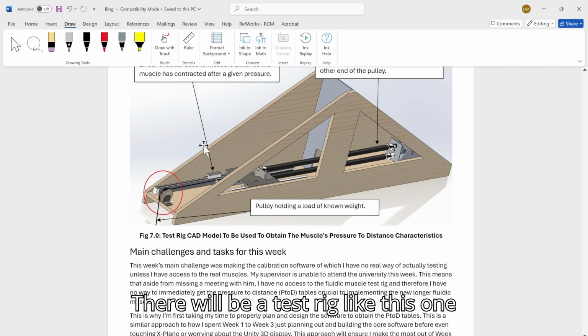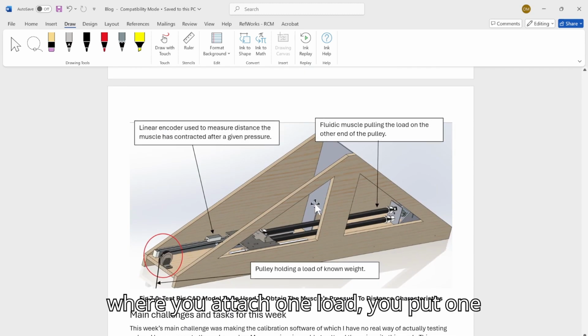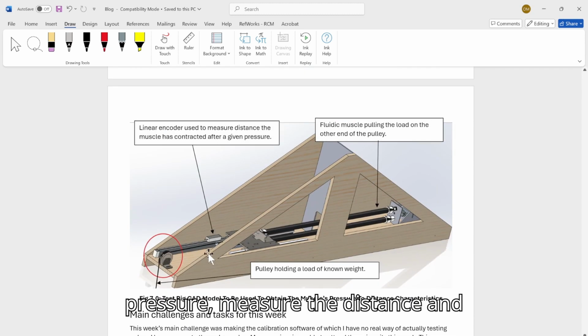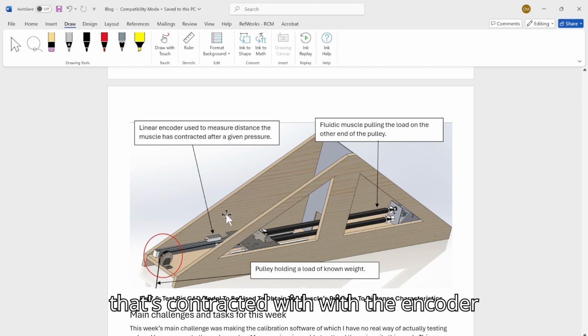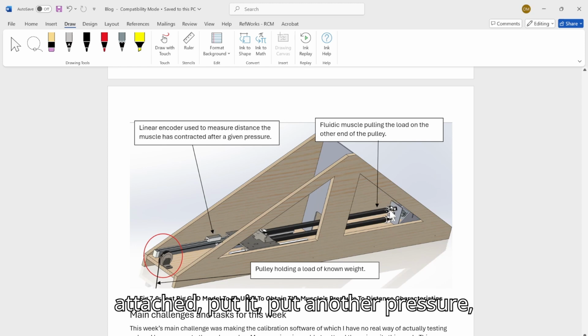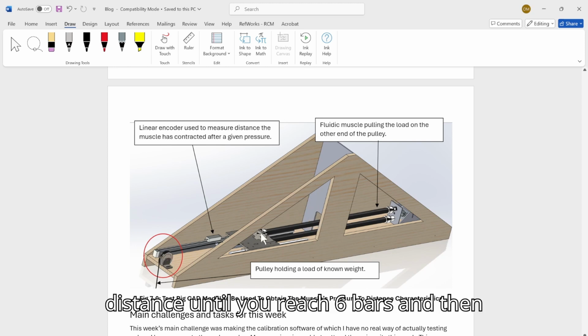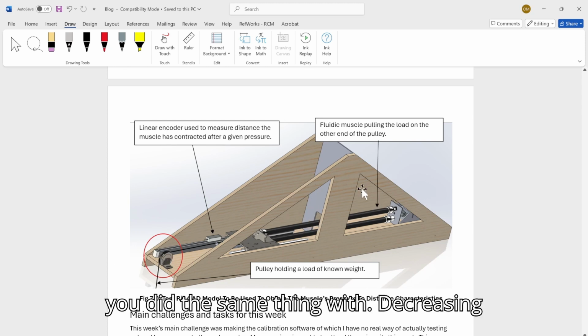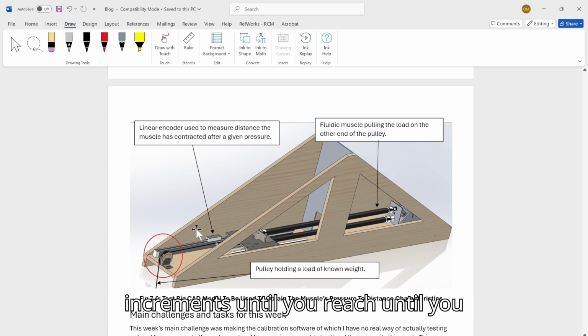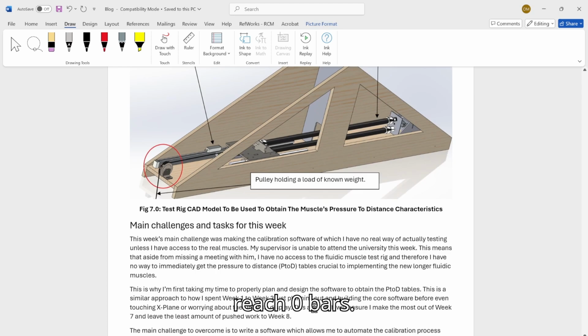There will be a test rig like this one where you attach one load, you put one pressure, measure the distance that's contracted with the encoder attached, put another pressure, another distance, pressure, distance, until you reach 6 bars, and then you do the same thing with decreasing increments until you reach 0 bars.